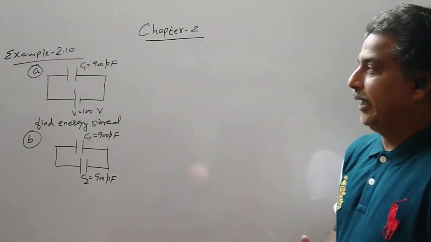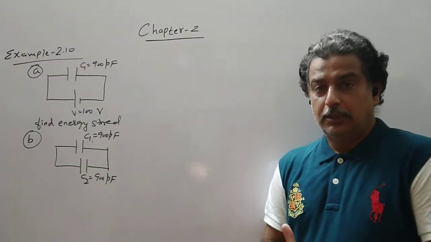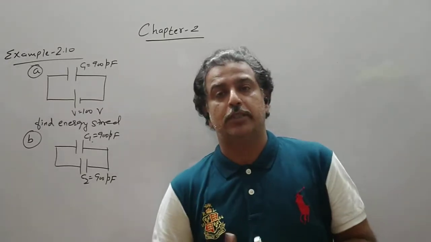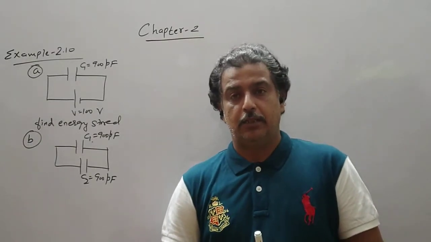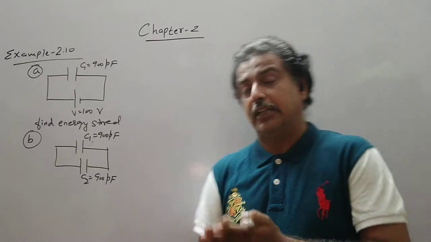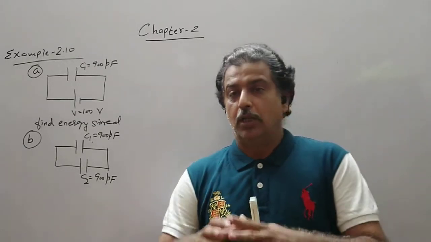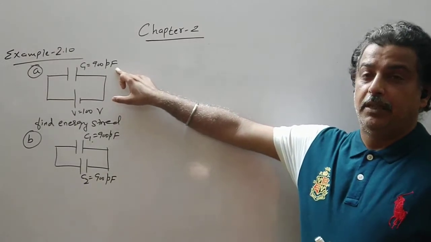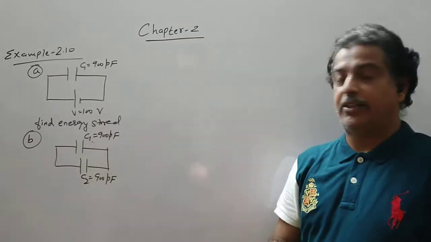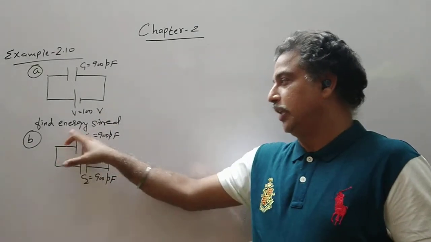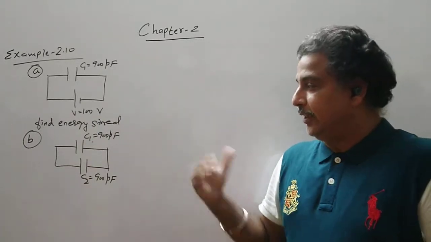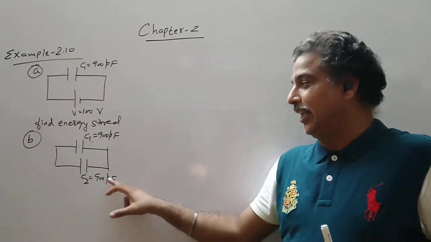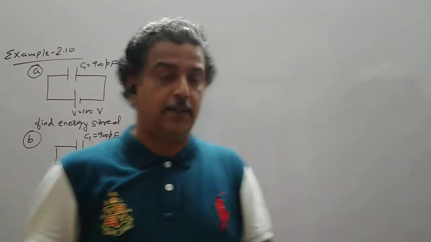Now let us come to example 2.10. Again the numerical is easy because the situation is given for identical capacitors. And in the exercise we will see when the capacitors are not identical. Now how the numerical is given, we have one capacitor of 900 picofarad which is charged with the help of a 100 volt battery. You have to find out the energy stored in it. Then in the second part we remove this battery and join another identical capacitor. See, it is identical, so the situation becomes easy.